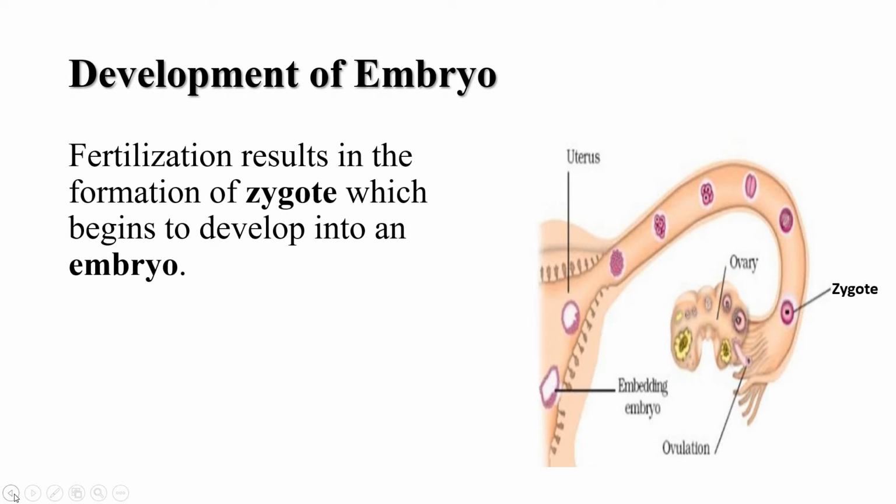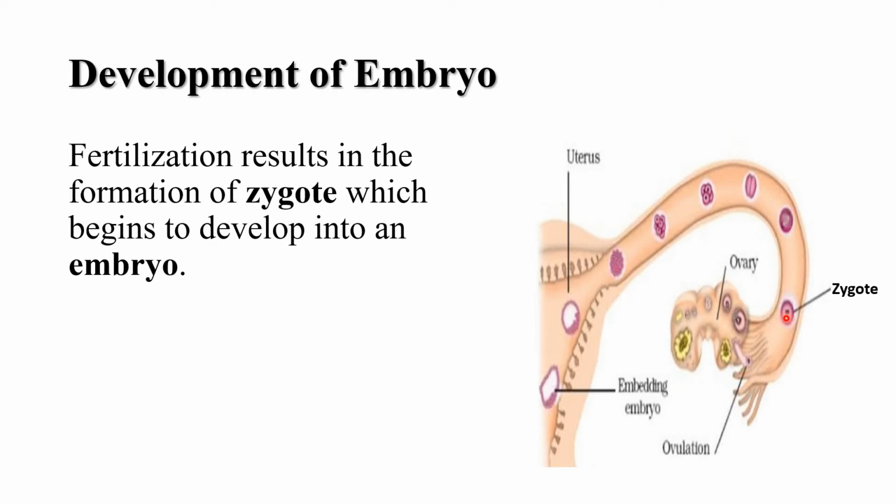Students, in the previous video, we have discussed fertilization. As we know, the fusion of male and female gamete is called fertilization. And after fertilization, a new cell is formed called zygote. And this zygote begins to develop into an embryo. Students, you can see on your screen a diagram showing the formation of zygote in the female reproductive system.